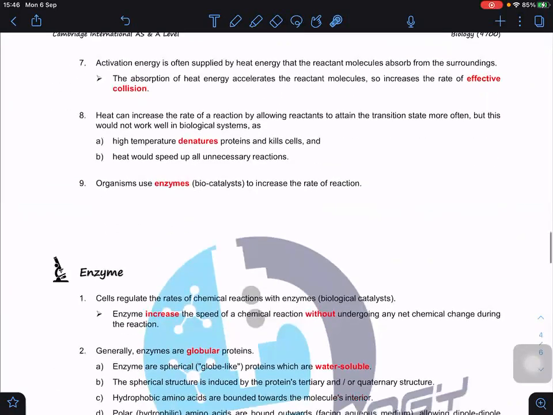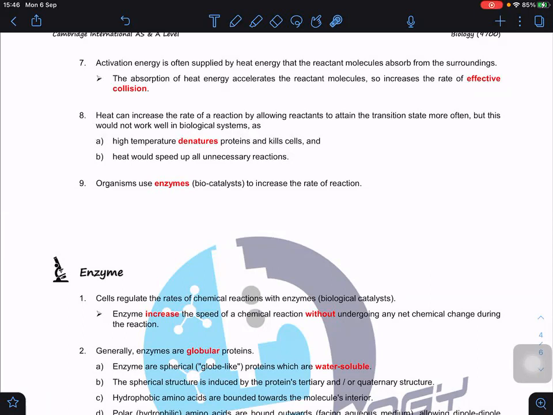Activation energy is often supplied by the heat energy that the reactant molecules absorb from the surroundings. The absorption of heat energy makes the molecules move faster, accelerating the particles and so increasing the rate of effective collisions. Understand that it's not just colliding; we want them to collide at the correct orientation. Even though heat can increase the rate of reactions, allowing reactants to attain the transition state, it won't work well in a biological system because high temperature will denature the proteins and also speed up unnecessary reactions, meaning there is no specificity.